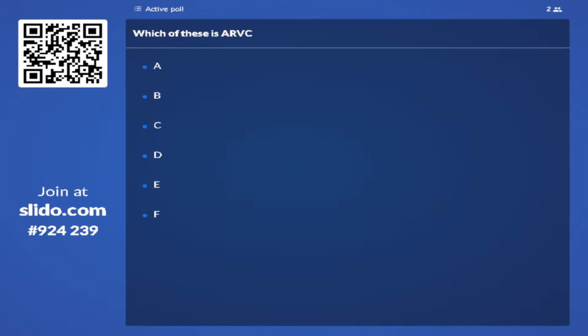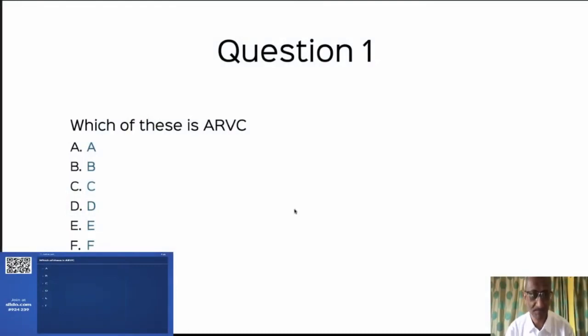Okay, so there are 50% for option A and 50% for option F. So that's what 2 people have answered, and 1 is for A and 1 is for F. I mean, how many people have answered?